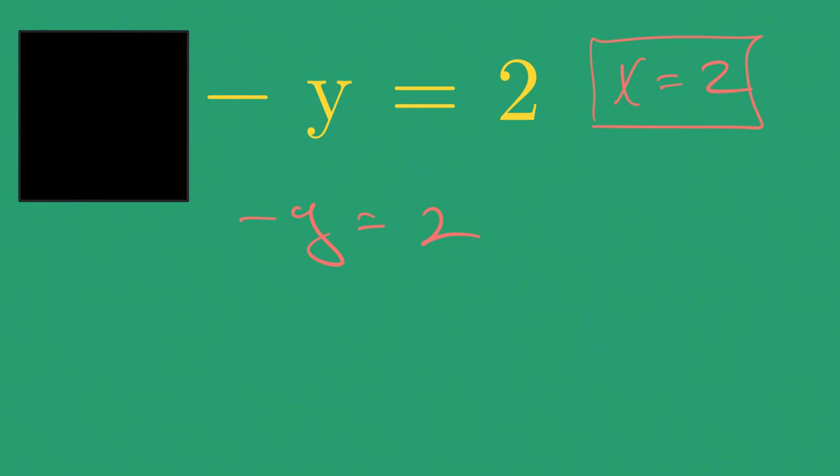All right. Negative y equals 2. This little equation right here is not quite solved for y just yet. We have to get rid of the negative in front, which is technically a negative 1. So what we're going to do here is divide both sides by negative 1.